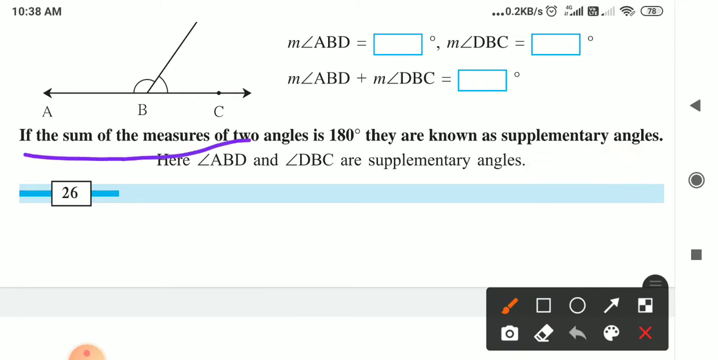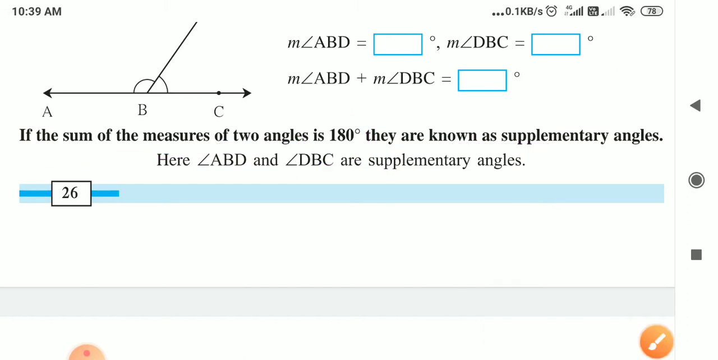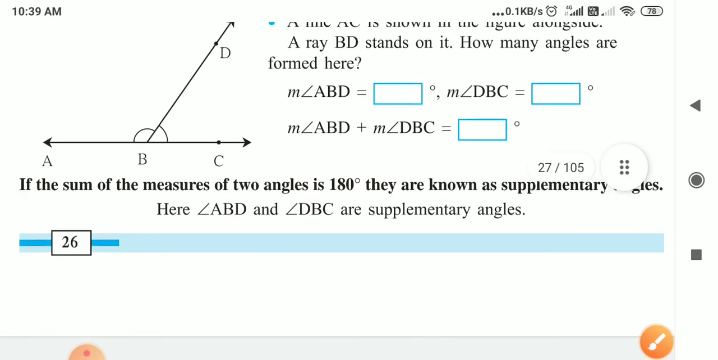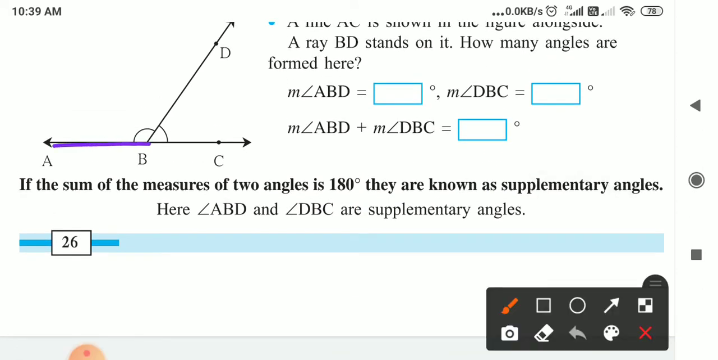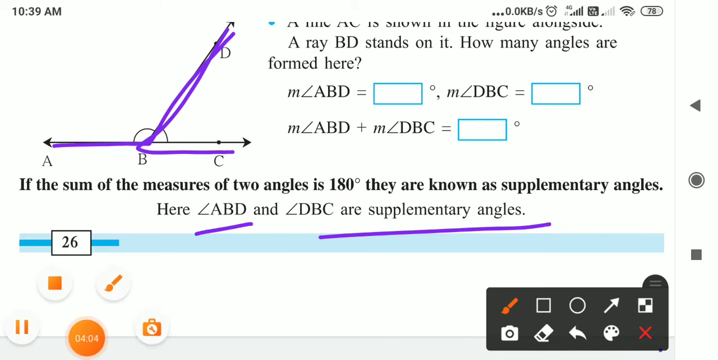So here the definition of supplementary angles is written: if the sum of measures of two angles is 180 degrees, then they are known as supplementary angles. Here it is written that angle ABD and angle DBC are supplementary angles. Okay, this point is clear for you.